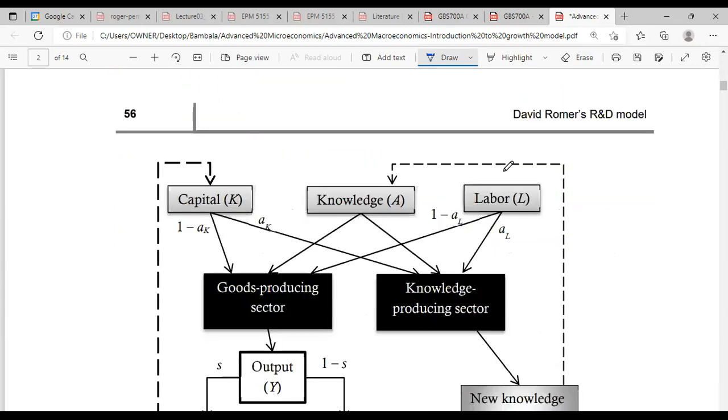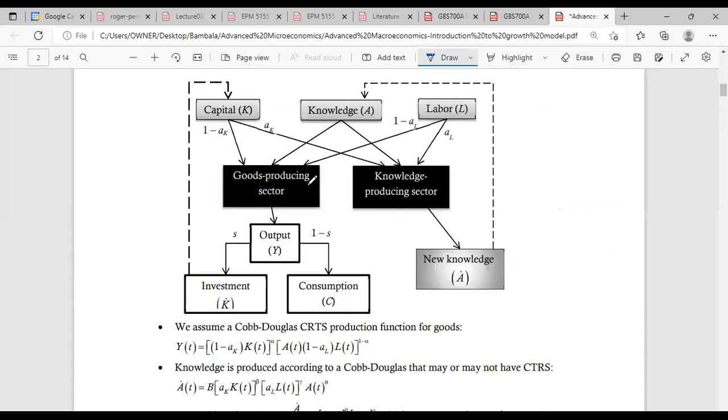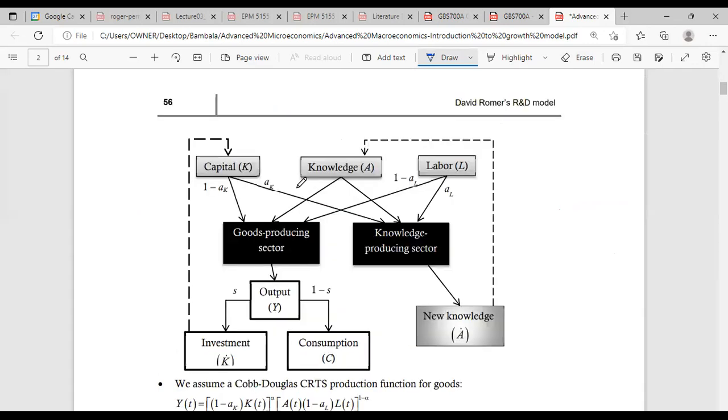So here's a more visual representation. So we have what? Capital and knowledge and labor. Okay, we have the same Cobb-Douglas equation.